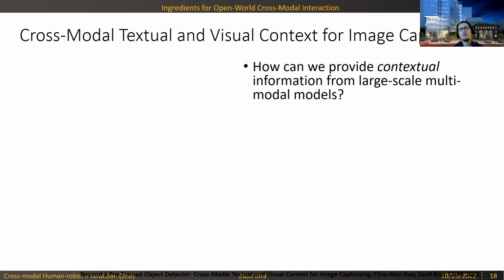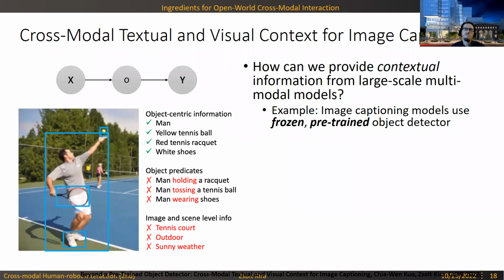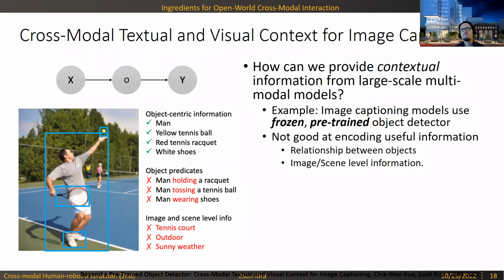The first one that I'll talk about is cross-modal textual and visual context for image captioning. Here the key idea is how can we improve context information from large-scale multimodal models. For example, in image captioning, some of the typical models essentially do object detection, typically via a frozen model, and then use that frozen pre-trained model as conditioning or inputs to transformers, such as decoders, to generate the image captions.